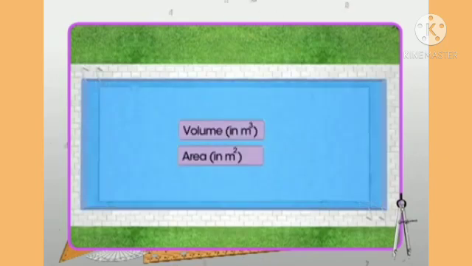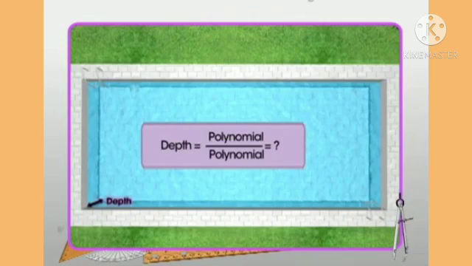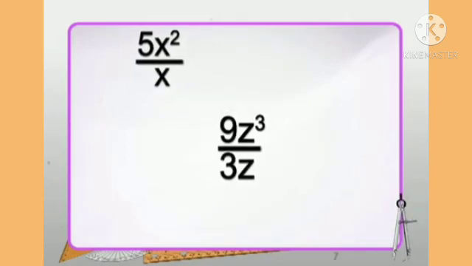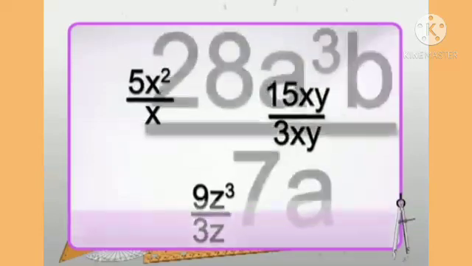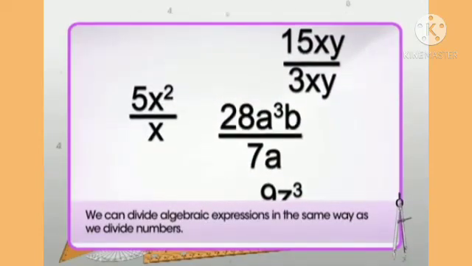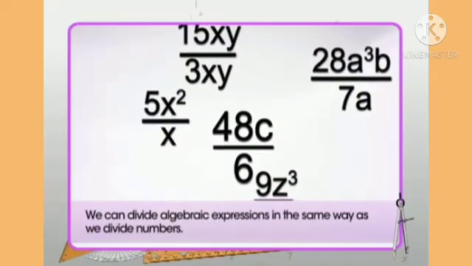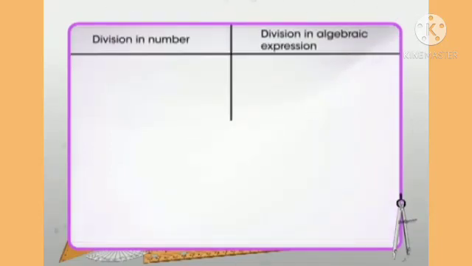Given the volume and area of the base of a pool, we can find its height if we know how to divide a polynomial by another polynomial. To learn that, we first study how to divide one monomial by another monomial. We can divide two monomials in the same way as we divide numbers. We know that in numbers, division is the inverse operation of multiplication. The same holds good in case of algebraic expressions too.